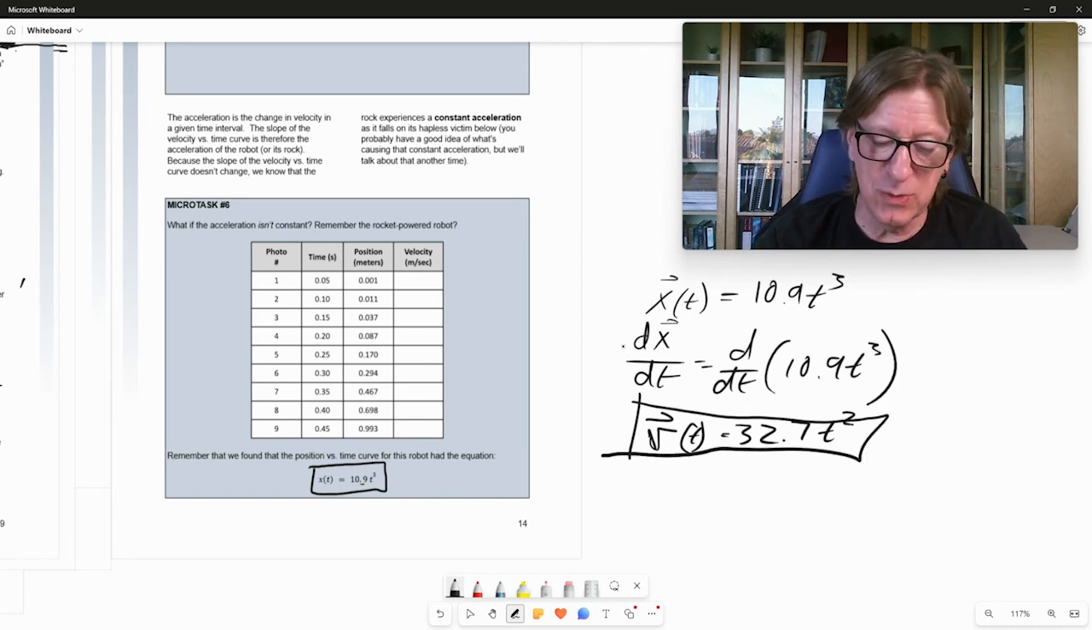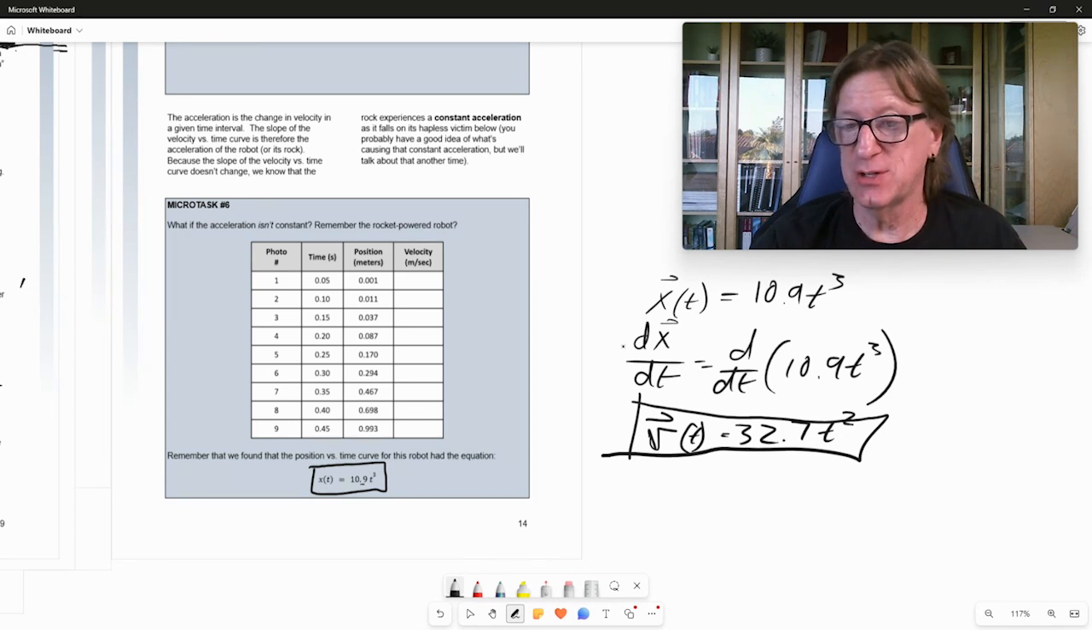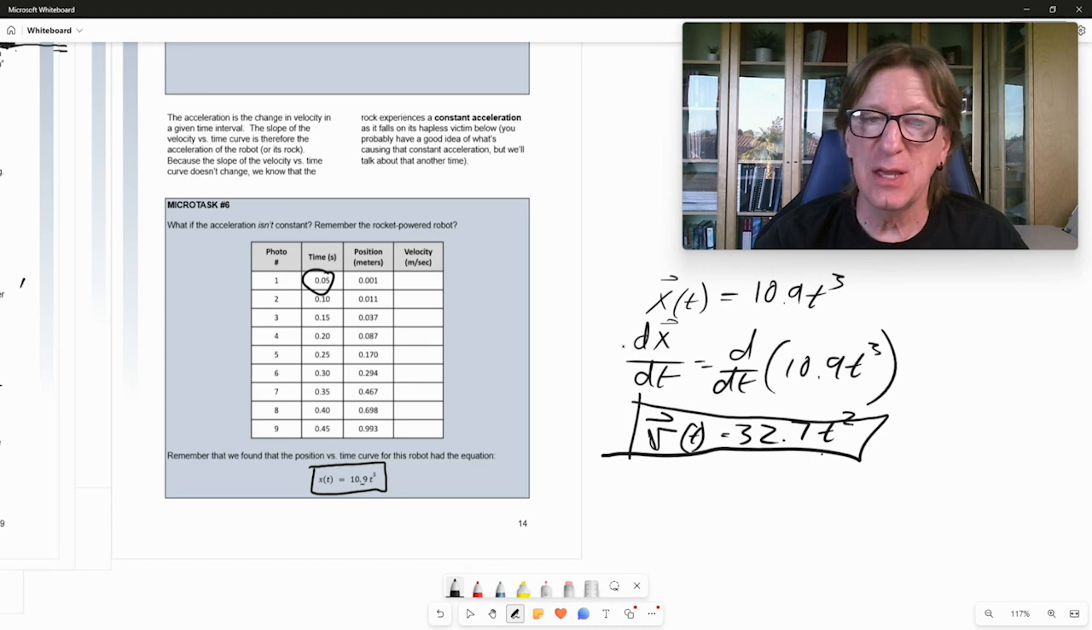Now you can go back and fill in this chart without having to do any measurements. You simply take your time, plug it into this equation, and you'll get the velocity. Pause the video, take out your calculator, definitely do it in a calculator, and run through that right quick. Got it? You're going to need it for the next step that we're doing.